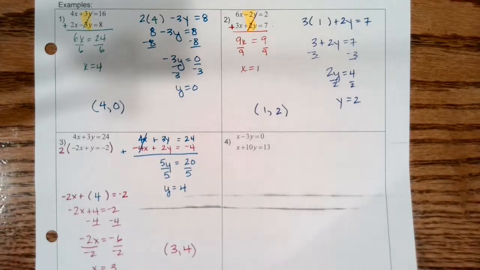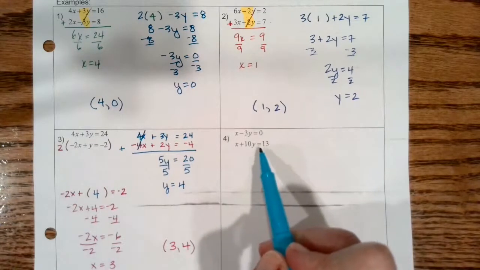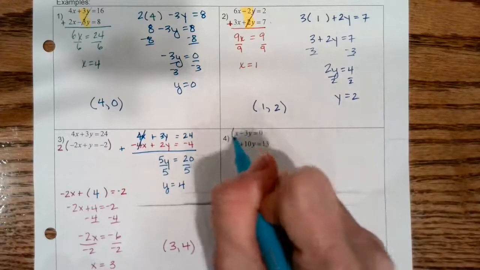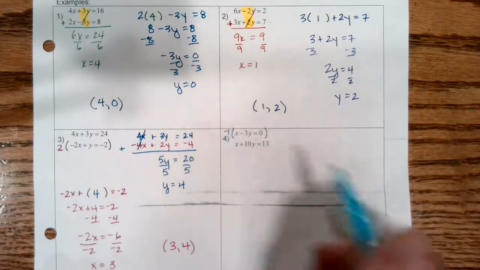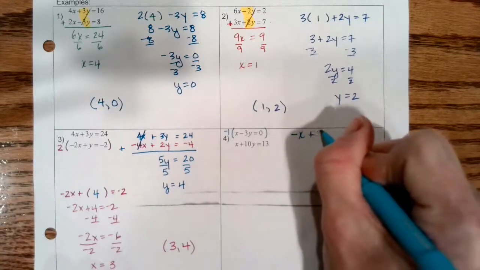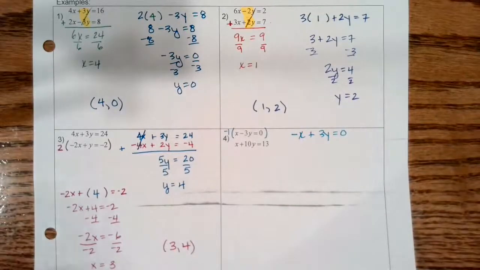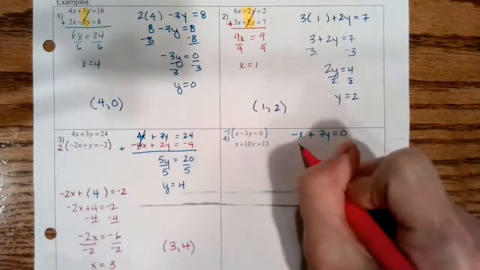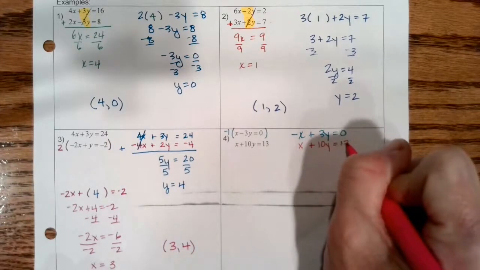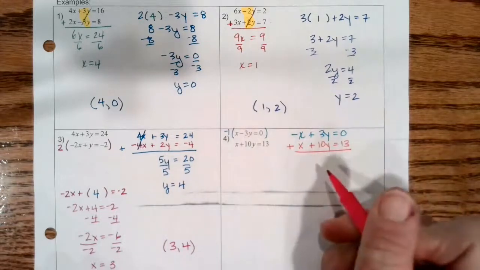Alright, let's see. My x's are lined up, my y's are lined up, my equal signs. All I need now is opposites. So I'm going to go ahead and multiply this equation by a negative 1. That's going to make negative x plus 3y is equal to 0. You could have chosen the other equation. That would have been fine. There's more than one way to solve these problems, just as long as your math is set.